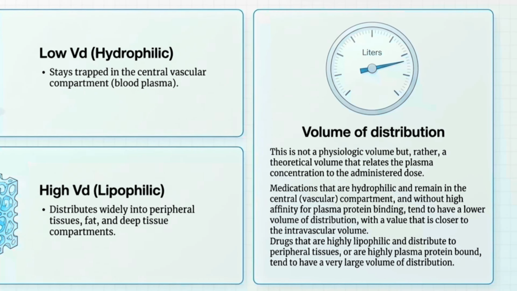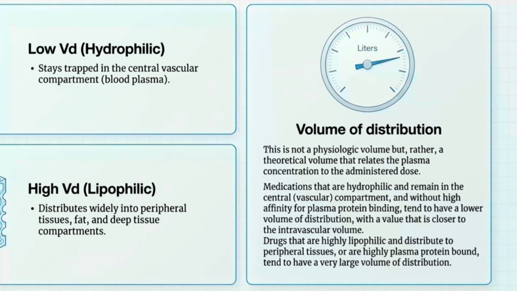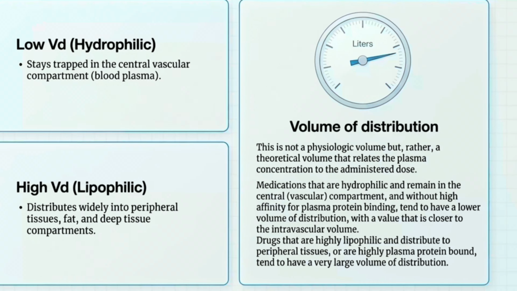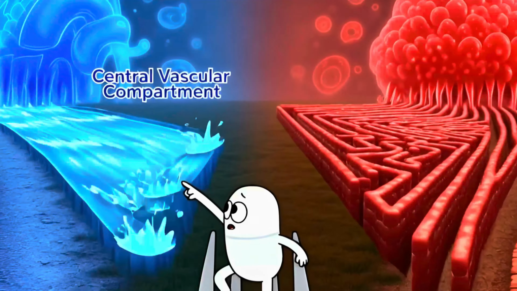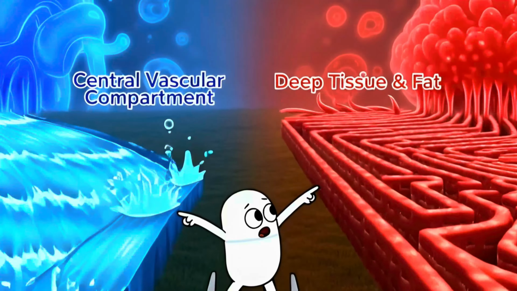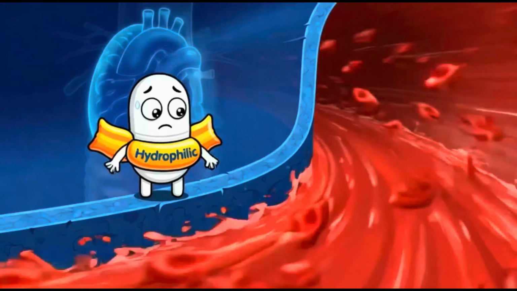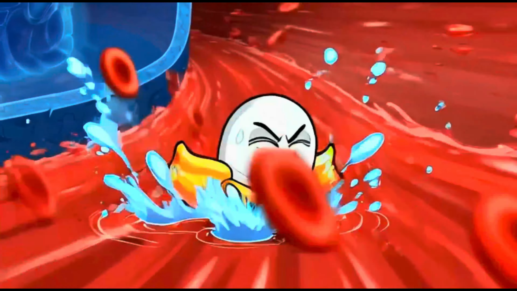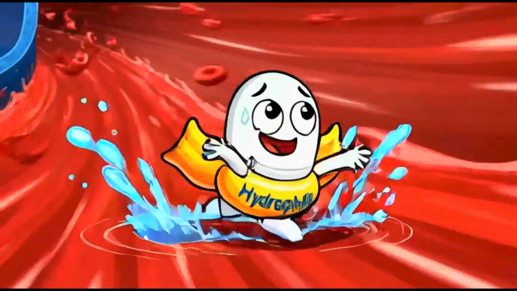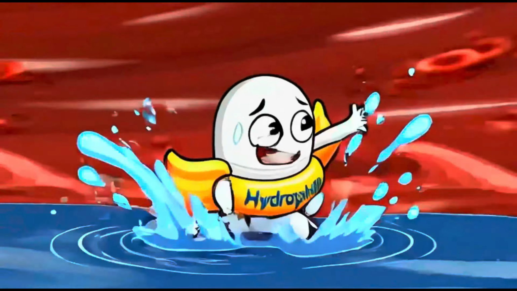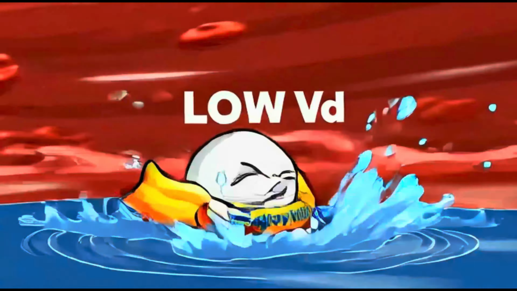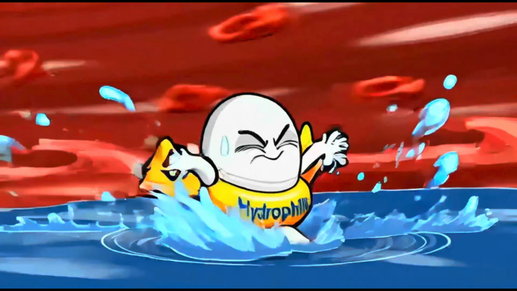Which path the drug takes completely depends on its chemical personality. Specifically, is it hydrophilic, meaning it loves water? Or is it lipophilic, meaning it loves fat? If a drug is hydrophilic, it has a low VD. It remains trapped right there in the central vascular compartment, the blood plasma. Because of this, its distribution value is very close to your actual intravascular volume.